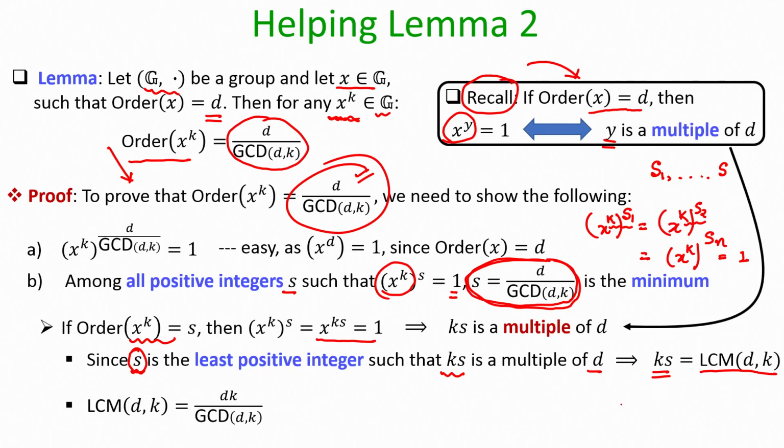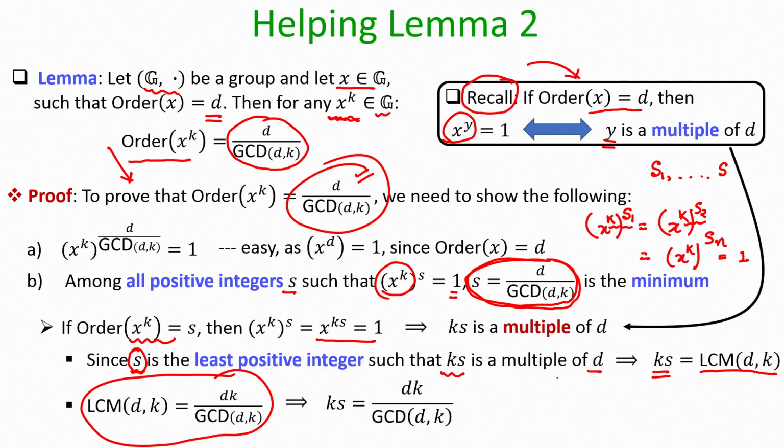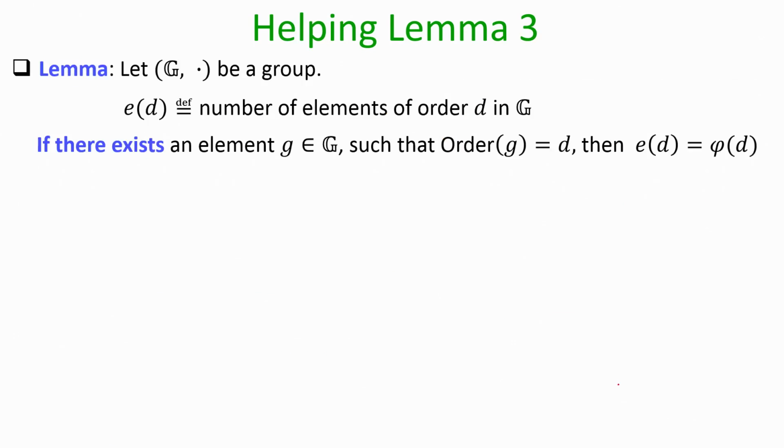Now, I can use the following relationship regarding the least common multiple and the GCD. If I take the LCM of d and k, that is the same as the product of the two numbers divided by their GCD, and then I can rearrange the terms. Since the LCM of d and k is k times s, I can substitute the left-hand side by k times s, and then I get the conclusion that the smallest positive integer s such that x power k times s is the identity element is actually this index, and that shows the helping lemma number 2 is also correct.